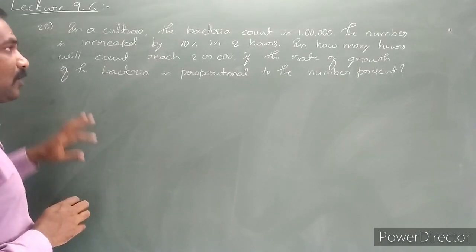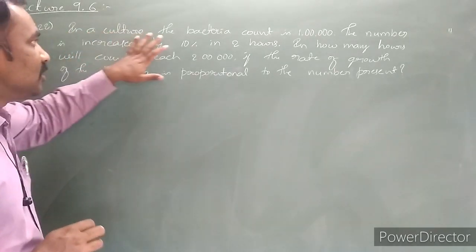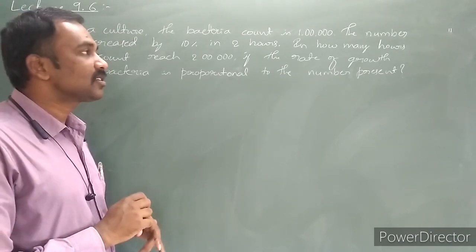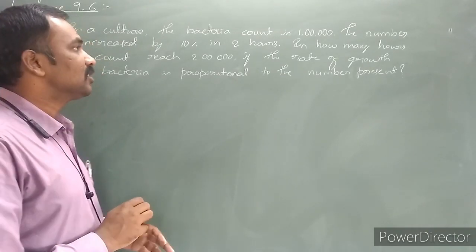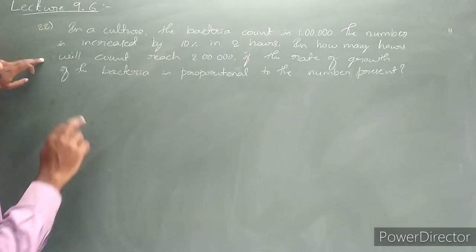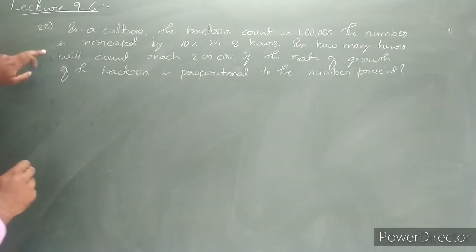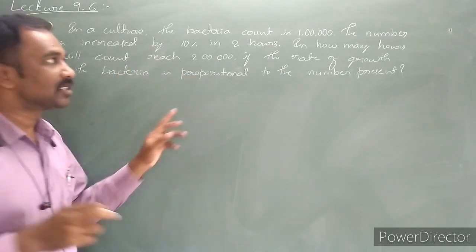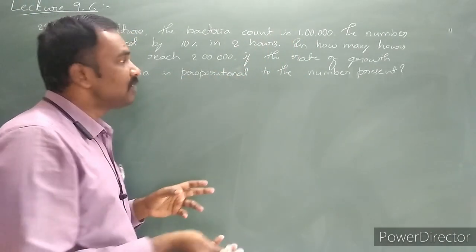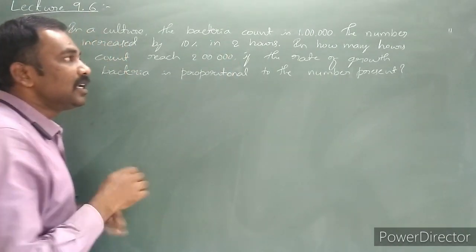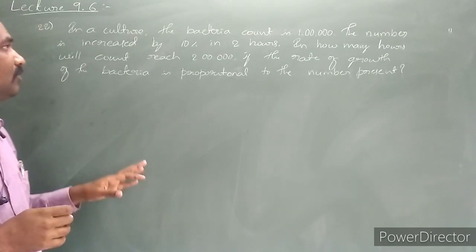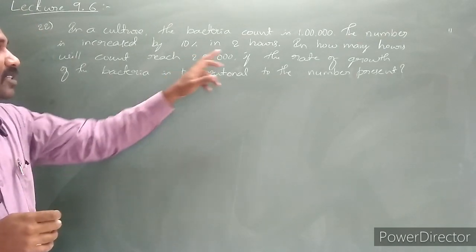The problem is that in a culture, the bacteria are counted. They are producing a number of bacteria, for example, fertilizers. You can say that. The bacteria count is 1 lakh. This 1 lakh bacteria count is increasing by 10%. In how much time? In 2 hours. In how many hours will the count reach 2 lakh?